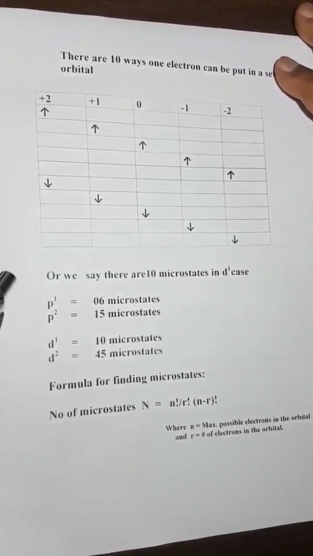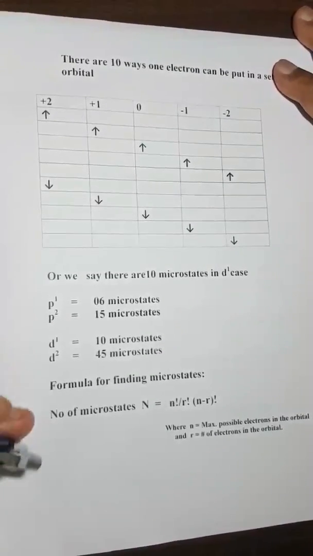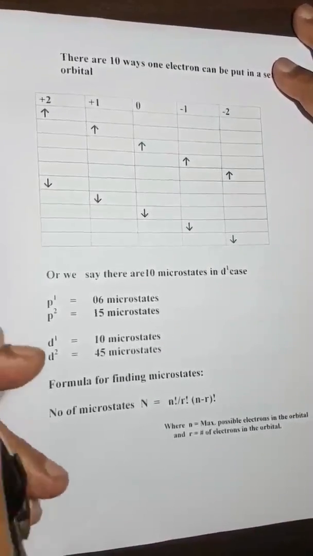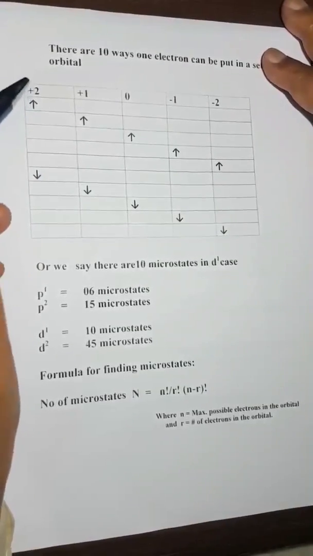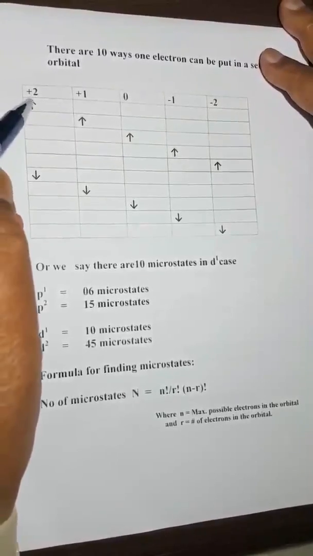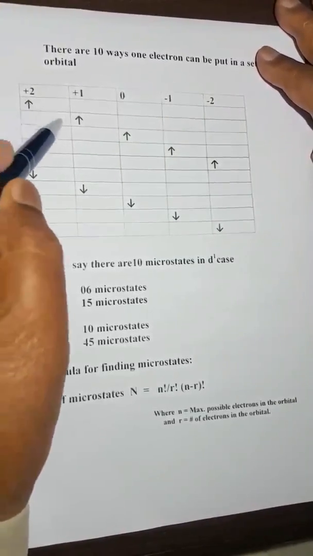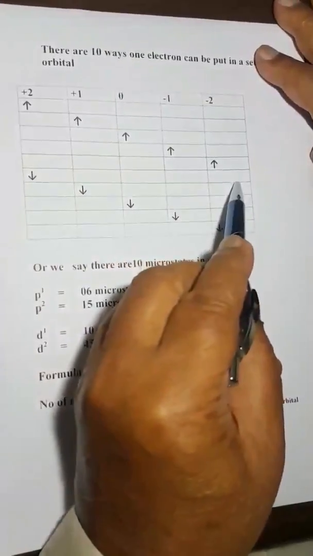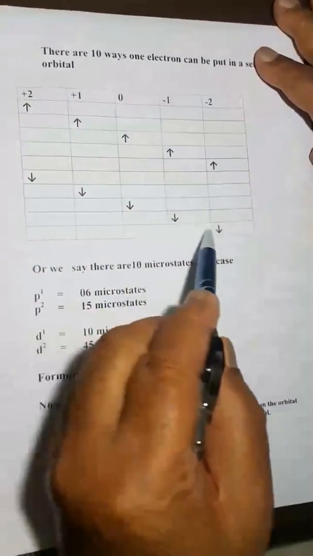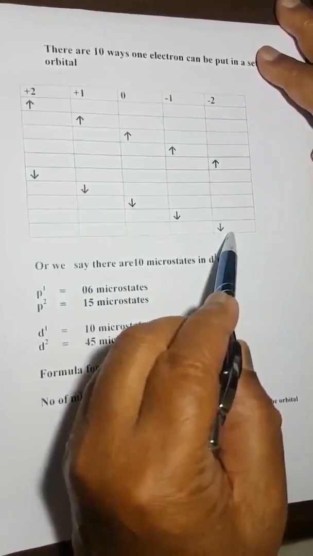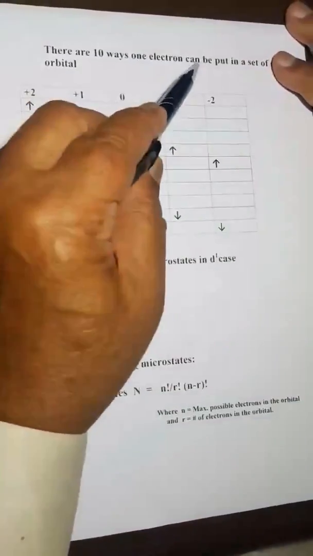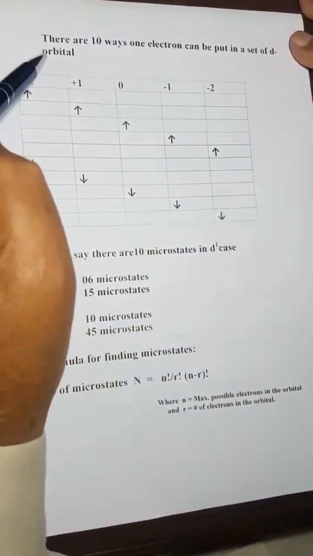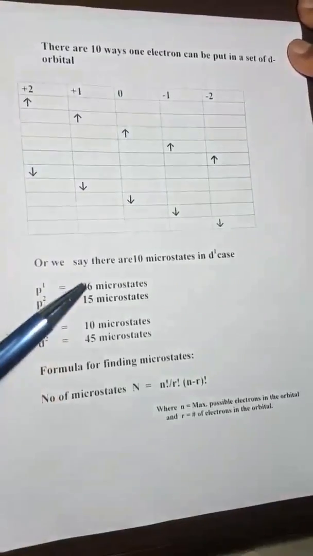Let's take the example of the d1 system. We have 5 d orbitals. I have shown those here in this table. 1 electron with spin up: these are the 5 ways with spin up, and then 5 ways with spin down. So overall there are 10 ways 1 electron can be put in a set of 5 d orbitals.